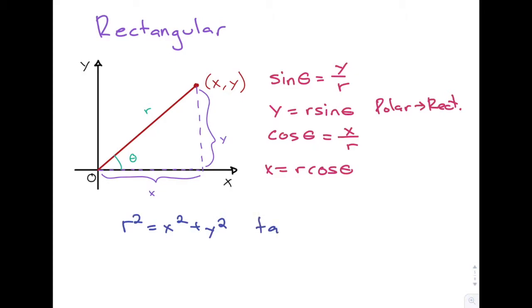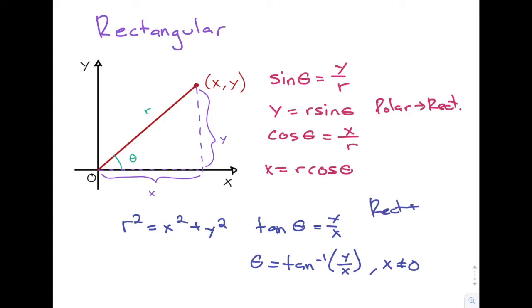So that makes me think of tangent. Tangent theta equals y over x, which would imply that theta equals tan inverse of y over x. Of course, provided that x does not equal 0. So that's how you get from rectangular to polar.